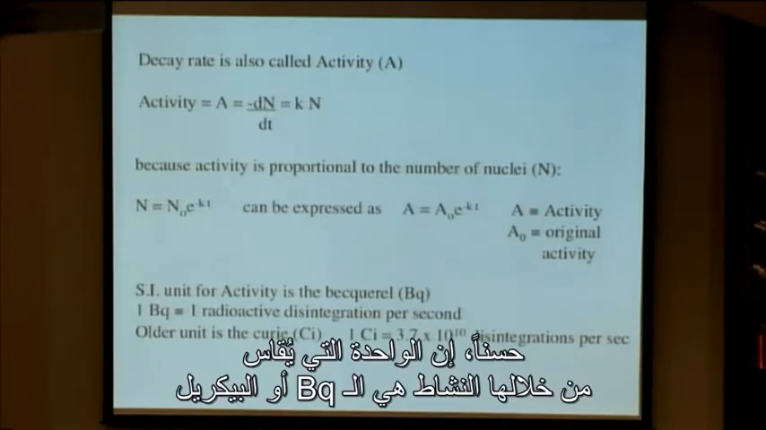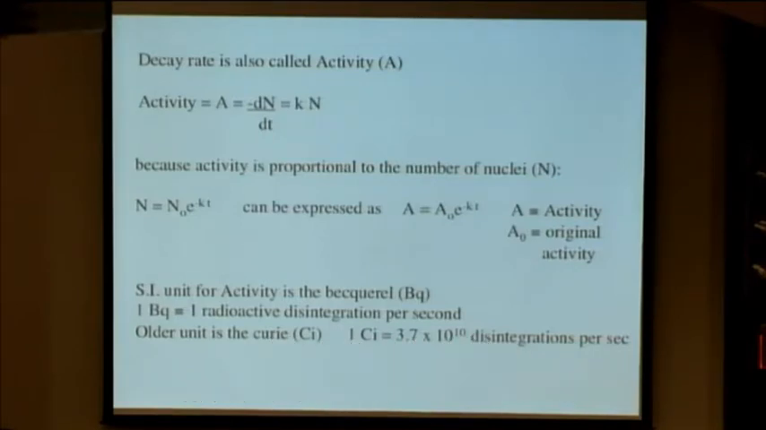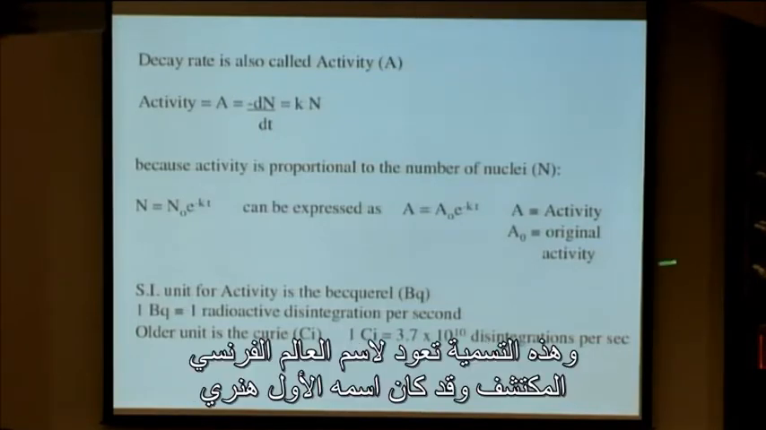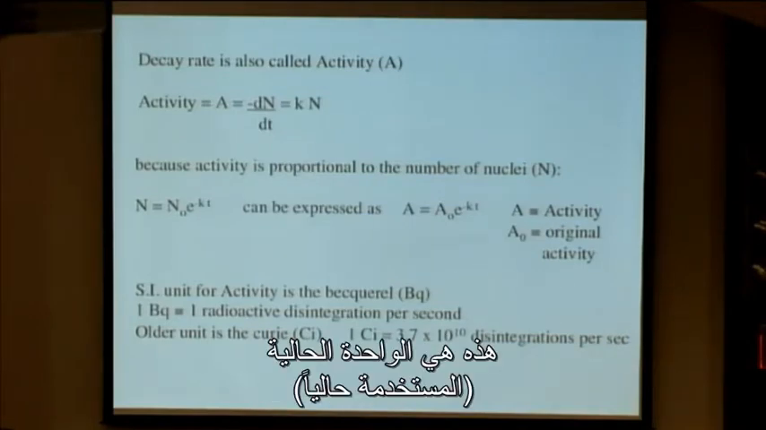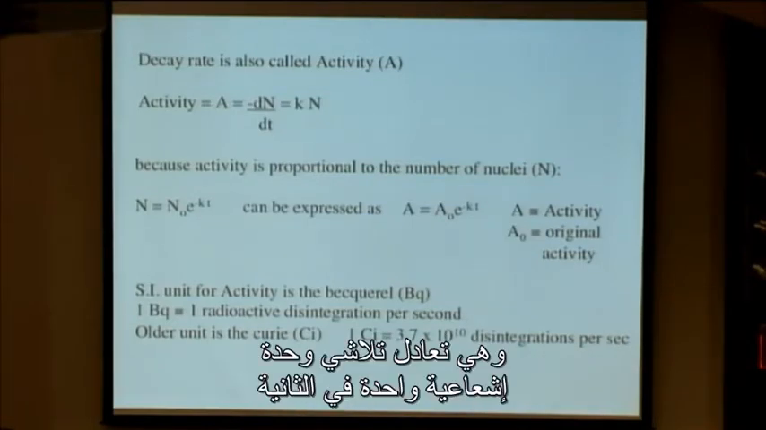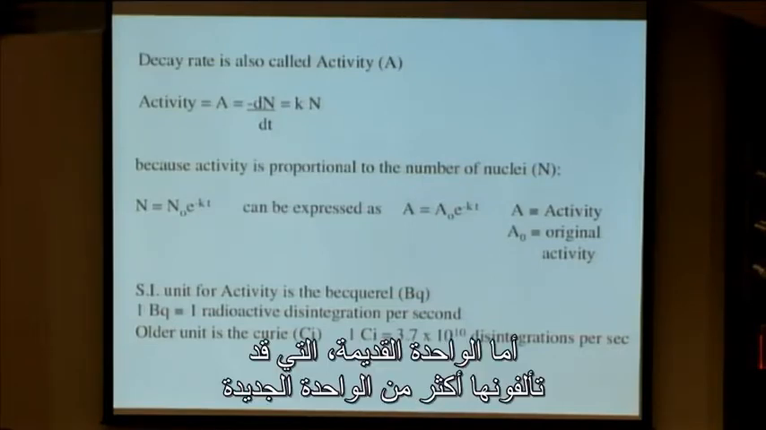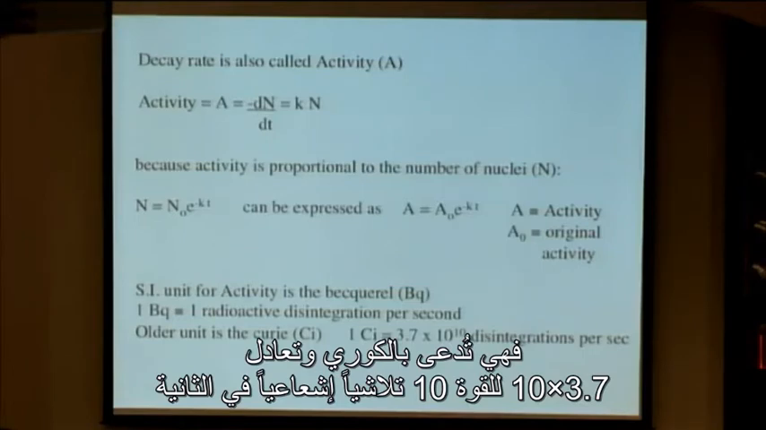All right, so for activity, the new unit is the Bq, becquerel. It's named after a French person, Henri was his first name, and my French pronunciation is not very good. This is the current unit. It's equal to 1 radioactive disintegration per second. The older unit, which you may be familiar with, is called the Curie, and that is 3.7 times 10 to the 10th disintegrations per second.